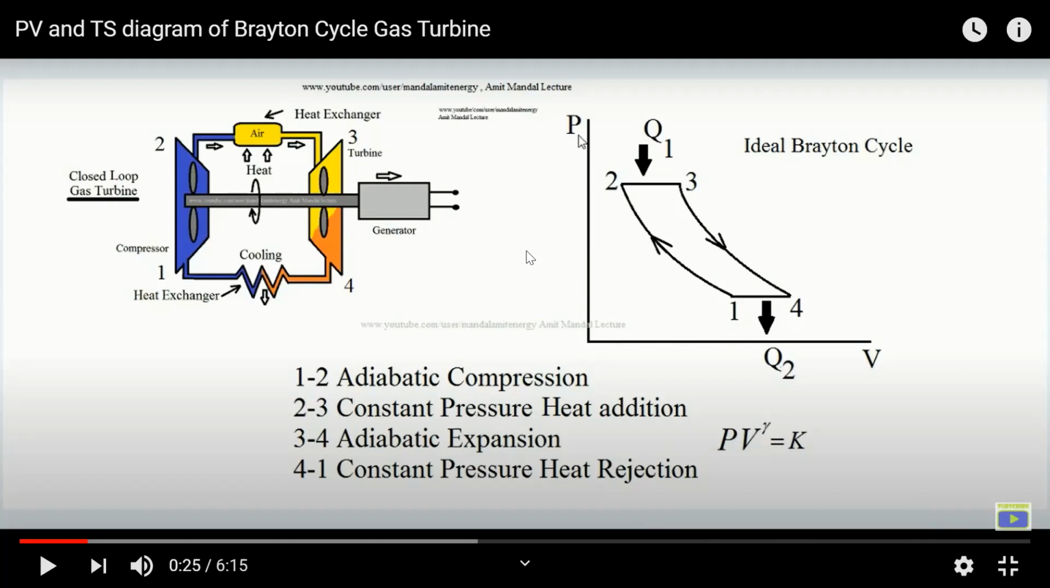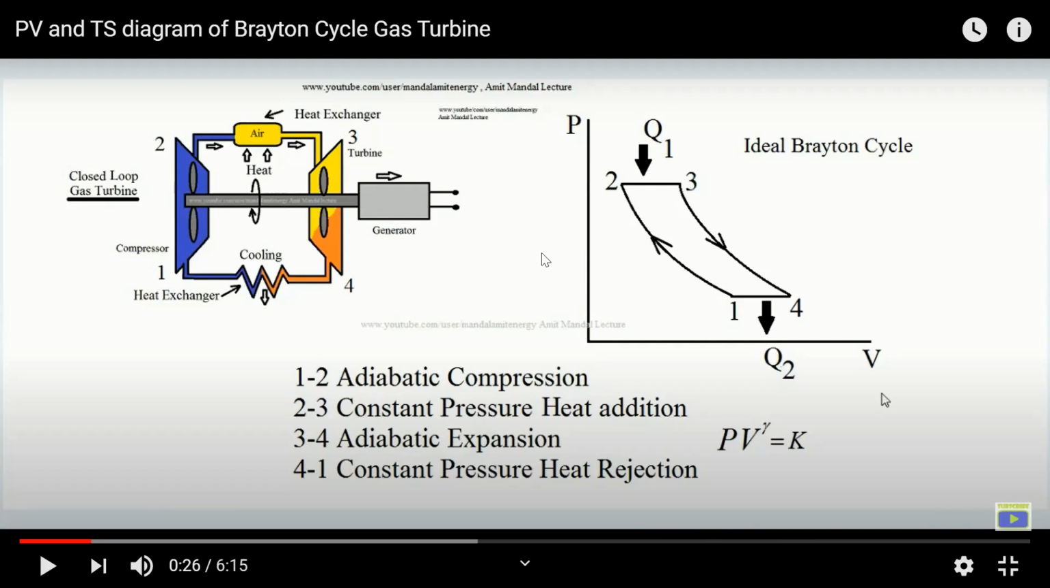Next is 2 to 3. 2 to 3 is constant pressure heat addition, Q1. That is what we call the heat exchanger. Here we have considered the Brayton cycle as a closed Brayton cycle, instead of open. The heat exchanger is where the fuel is mixed and combustion takes place with the air. So 2 to 3 is heat addition. 2 is the inlet of the heat exchanger and 3 is the exhaust of the heat exchanger. 2 to 3 is a horizontal line because it is a constant pressure process, so P2 equals P3.